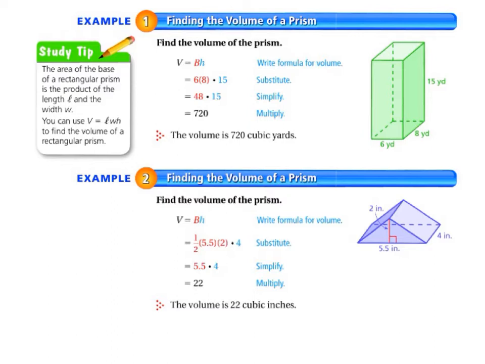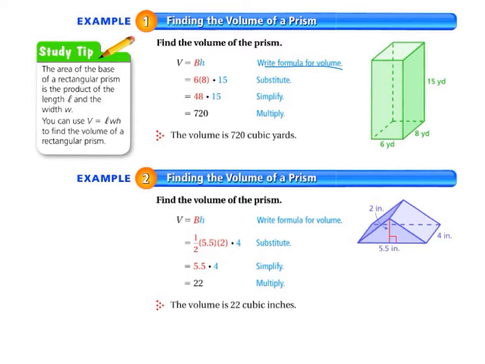Example 1, finding the volume of a prism. Find the volume of the prism. Volume equals base times height. The B here is capitalized, meaning that it is the area of the base. So it's different than just one line. So it is an area figure. So our first direction is to copy the formula for volume. So that's important. Write that down and be sure you write it correctly with the capital B.